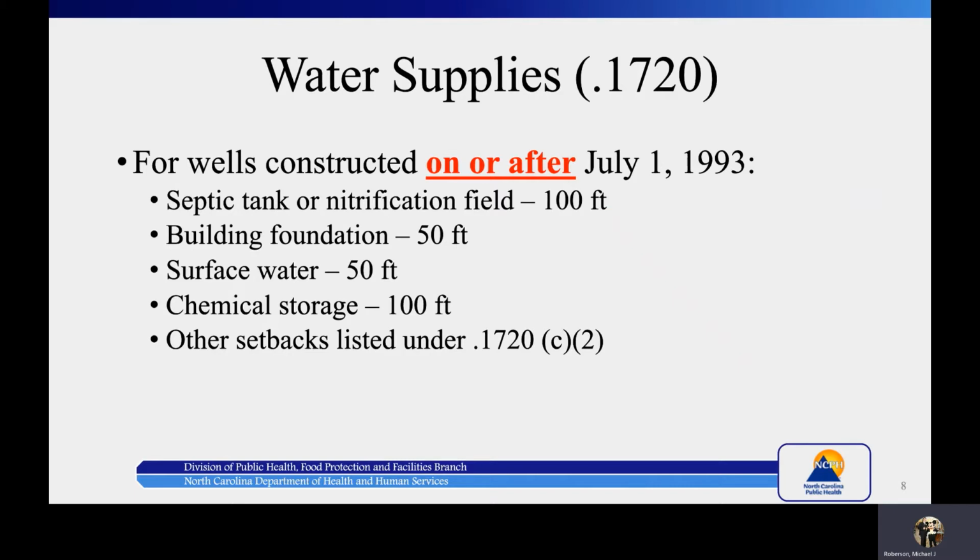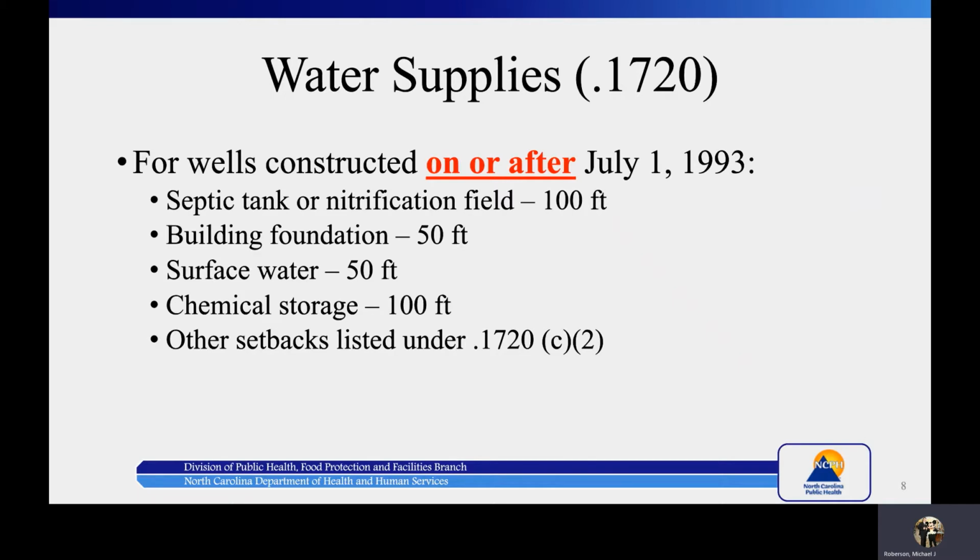One of the very, very important things to remember when it comes to the 1700 rules is July 1st of 1993. That is a pivotal date that you need to remember when you're dealing with the 1700 rules, especially with setbacks, because that is when a lot of your setbacks changed. That's when a lot of the different requirements changed. So you want to be very mindful of that date and know when the well was drilled.